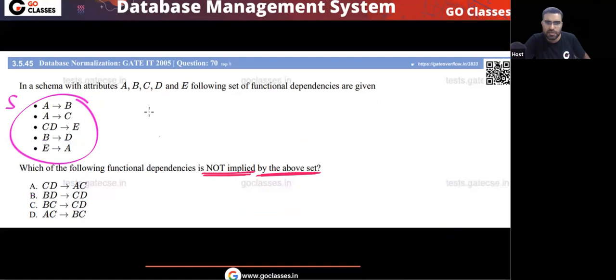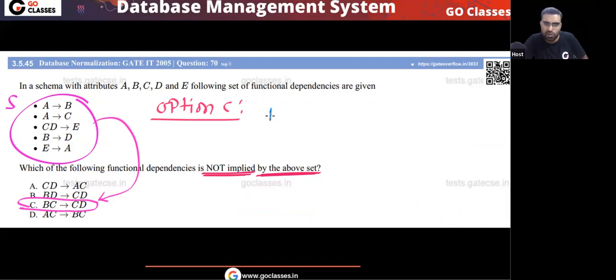Now let's see option C. What about option C? You want to check if this FD is inferred by S or not. It means from this S, can you get this FD? So tell me what you will do. Very simple. In this S, you will find the BC closure, what BC can determine.